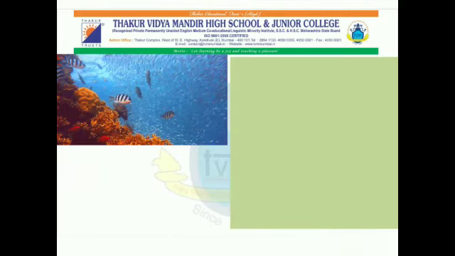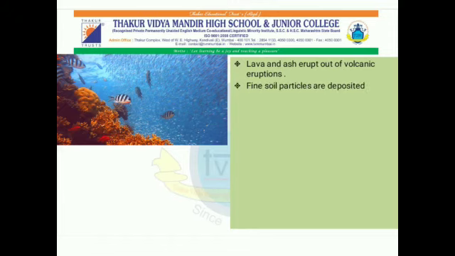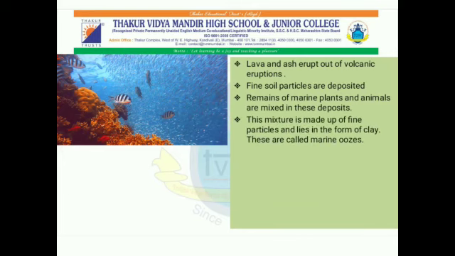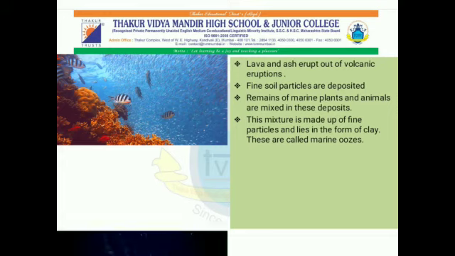Lava and ash erupted out of volcanic eruptions are also found here. Fine soil particles are deposited over here. Remains of marine plants and animals are mixed in these deposits. This mixture is made up of fine particles and lies in the form of clay, and these are called marine oozes.